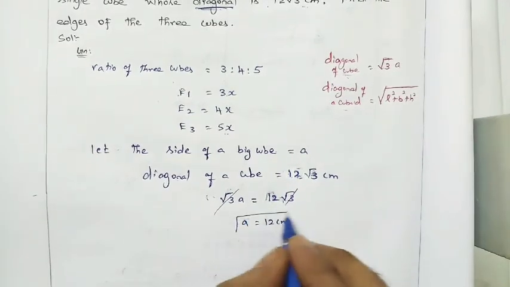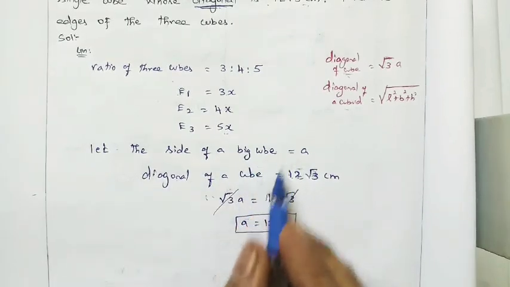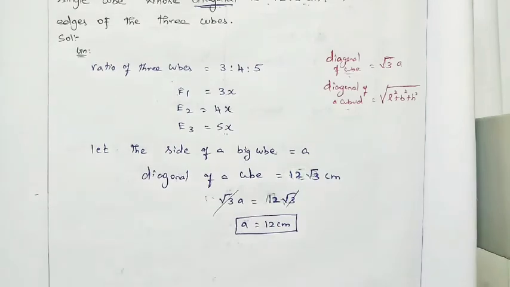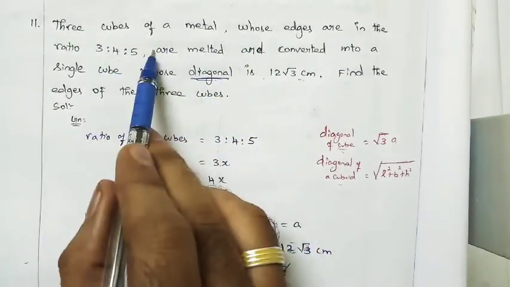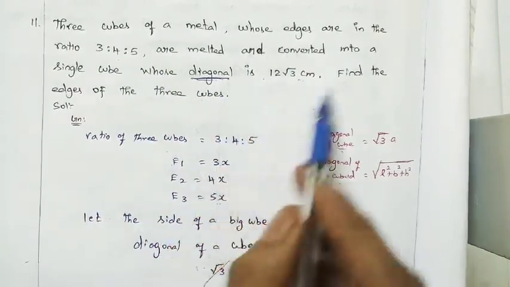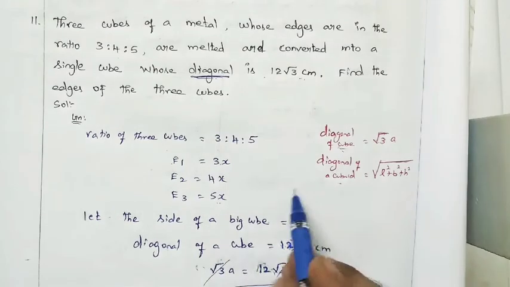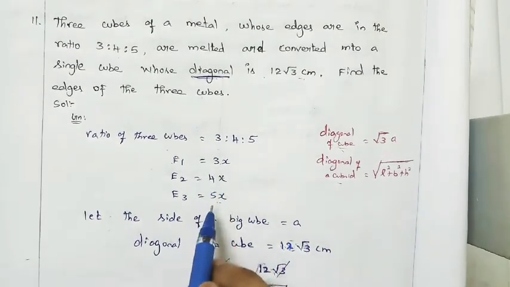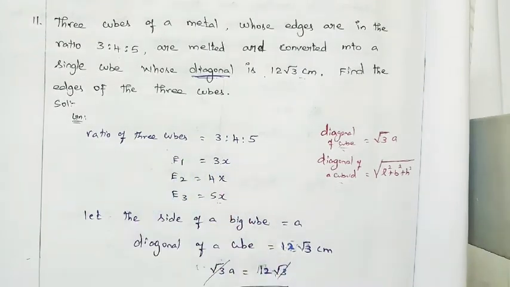The side or the edge of the big cube is equal to 12 centimeter. Now we can find that. So what is the condition here? The volume of these three cubes is equal to the volume of this big cube, right? So just equating the volumes, we will get the value of x. If we get the value of x, then we can multiply by 3, by 4 and by 5. We will get the edges of all three cubes, right?